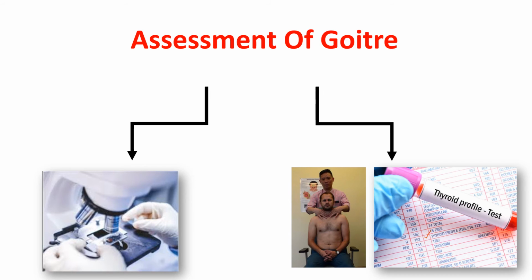Is there a bruit? Is it a tender gland? If you can feel the lower border of the gland, you can exclude retrosternal extension. Also, check the position of the trachea, whether it is shifted or not. Also check for the presence of lymph nodes, as they are present in malignant thyroid disease or in some cases of thyroiditis.